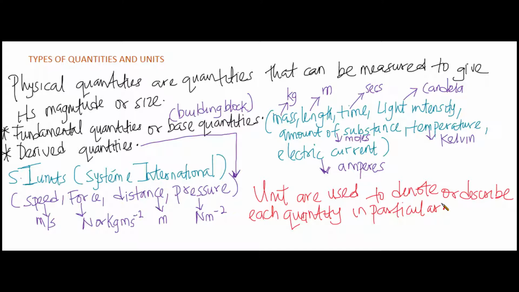So when we were able to check our values or our magnitude that was given to us, and it has a particular unit associated with that value, we can identify it. So the unit is also used to describe each quantity in particular. So if we have a value of 5 newtons, that means we're talking about force.